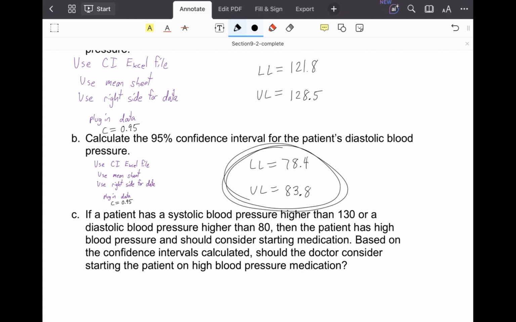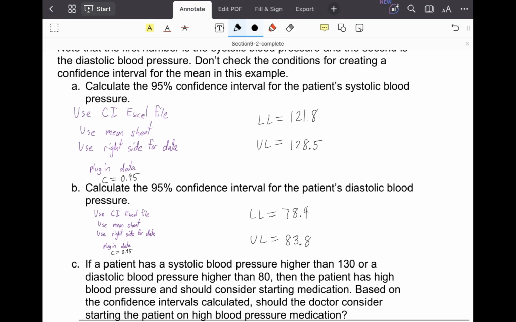This one here, though, looks more of an issue because 78.4 is below 80, this limit here, and 83.8 is above 80. So there is a chance that the diastolic blood pressure is higher on average than 80. So they may want to consider it.